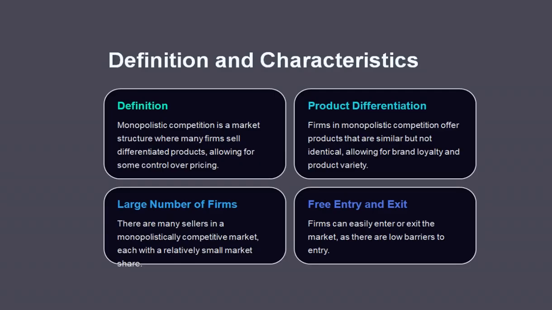Definition and characteristics. Definition. Monopolistic competition is a market structure where many firms sell differentiated products, allowing for some control over pricing. Product differentiation. Firms in monopolistic competition offer products that are similar but not identical, allowing for brand loyalty and product variety. Large number of firms.